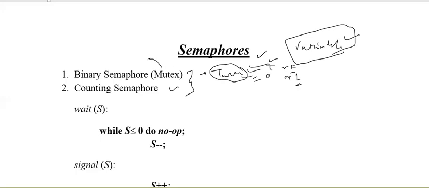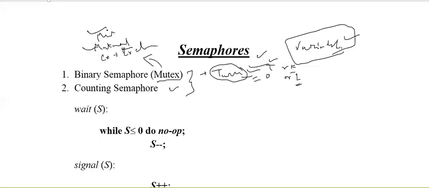That is the main reason it is also called mutex. Mutex means mutual exclusion in shorter form. So binary semaphore is also known as mutex because it provides mutual exclusion. That was the thing which we had already discussed, so we are not going to focus on it again. Now today we will discuss counting semaphore.